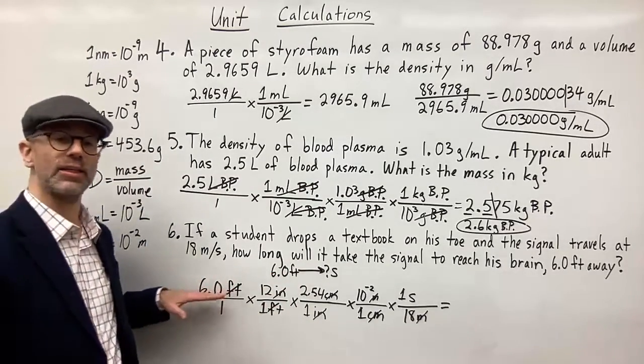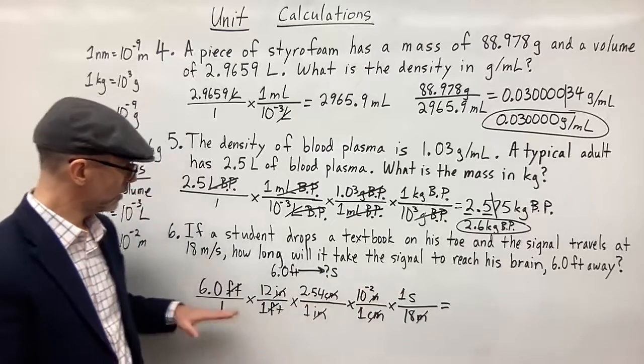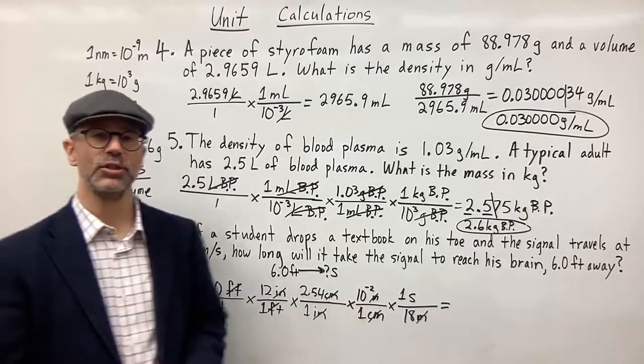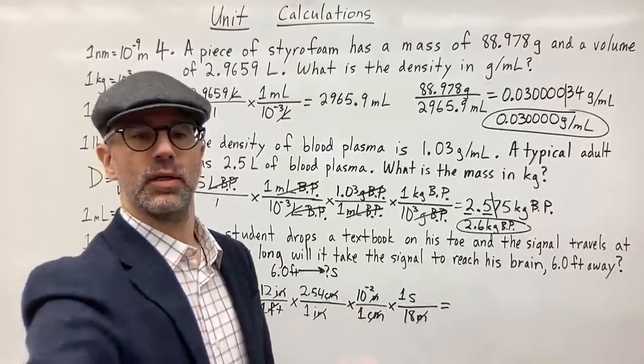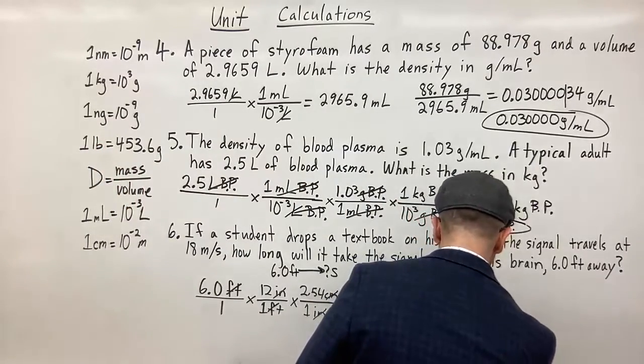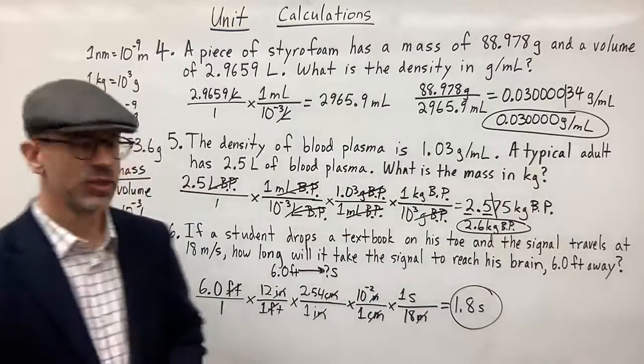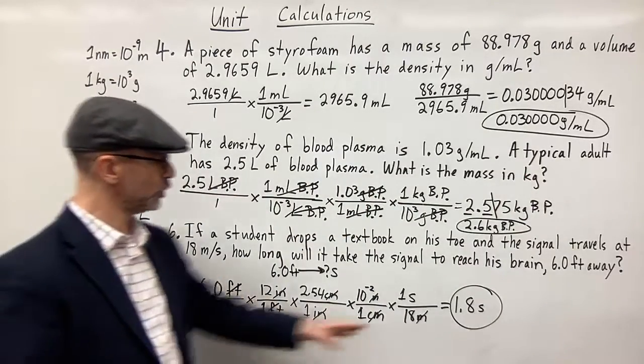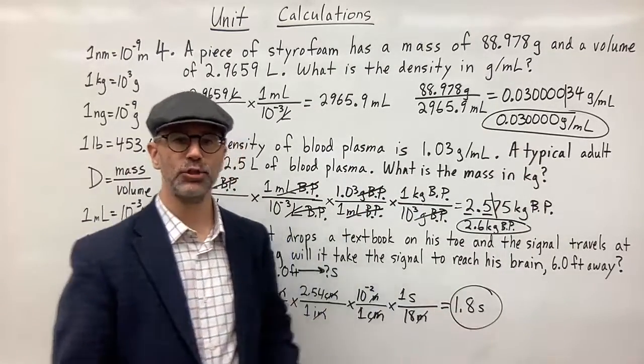And so now all I need to do is multiply across top, divide by the bottom, and I get my answer. And when I do that, I get 1.8 seconds. And so the least number of sig figs is 2. So I have 2.